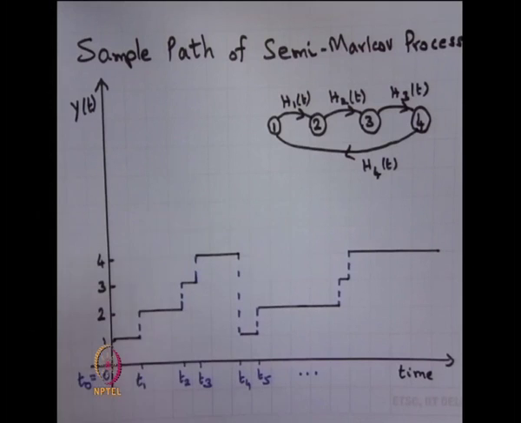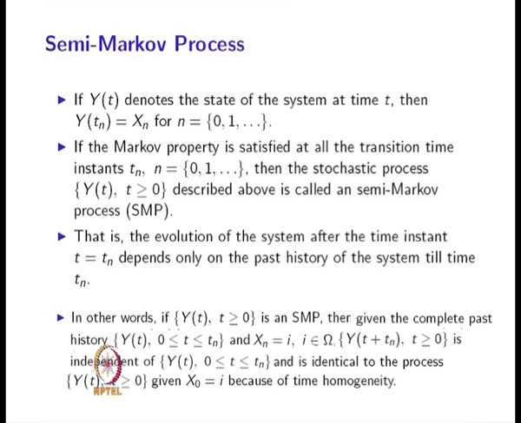We will come back to the same example again. So, this is an illustration of a sample path of a semi-Markov process, and T1, T2 are the time instants. If Yt denotes the state of the system at time t, then Y of Tn is equal to Xn. Whenever you observe the system at the time instant, that gives the possible values of Xn.